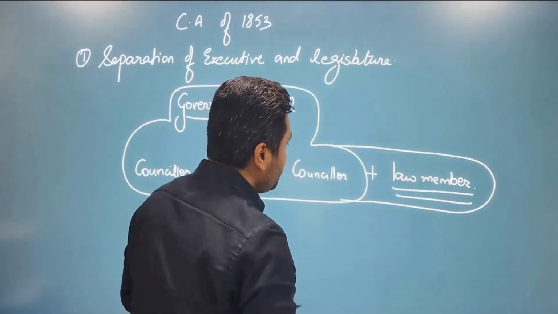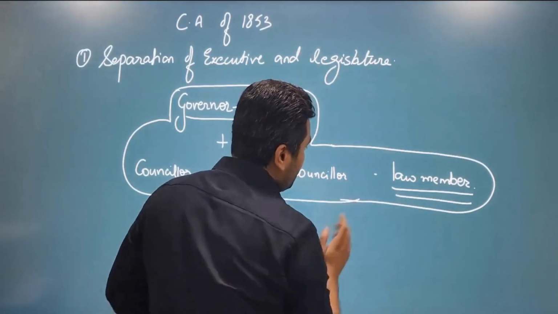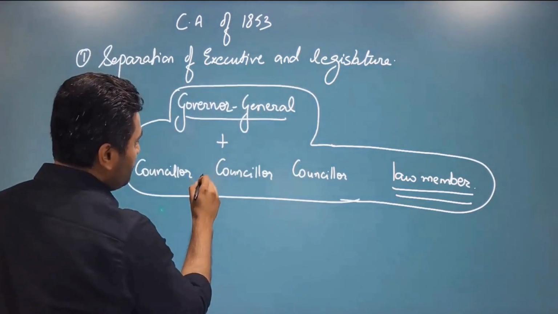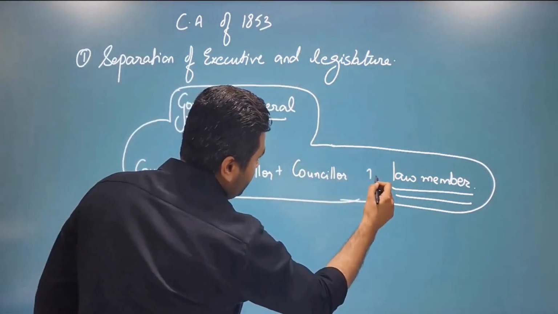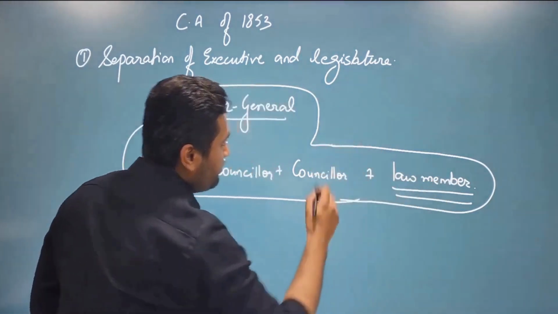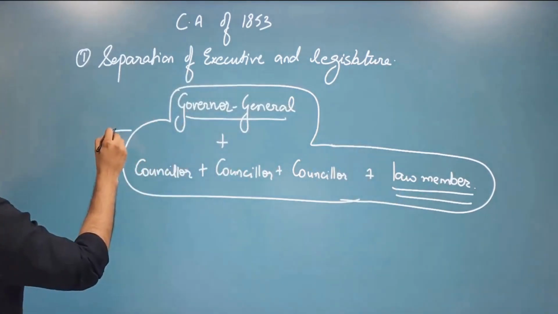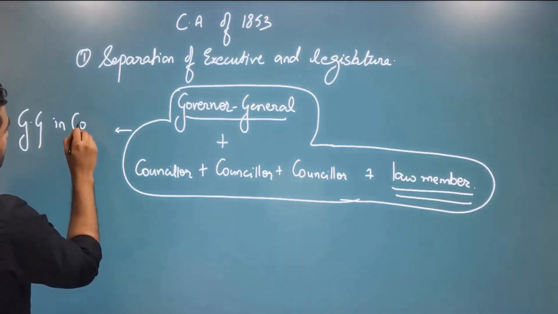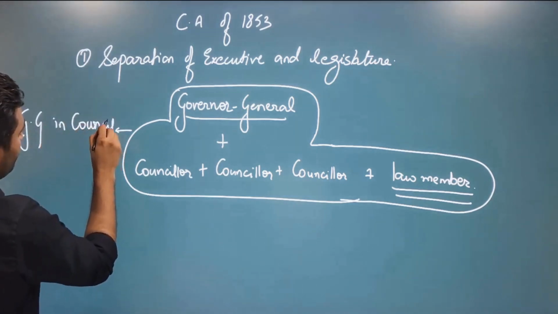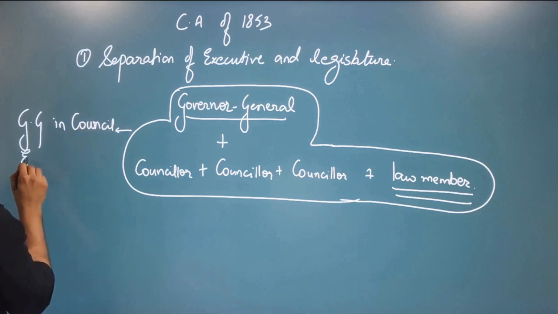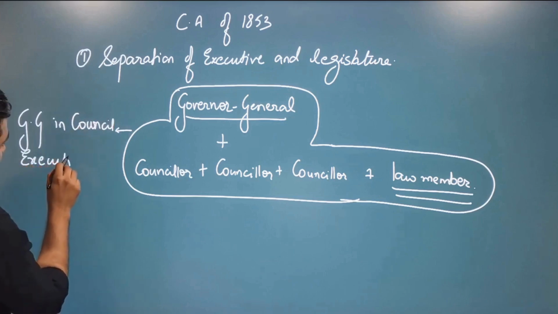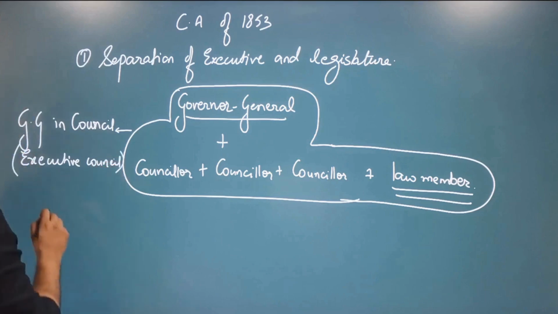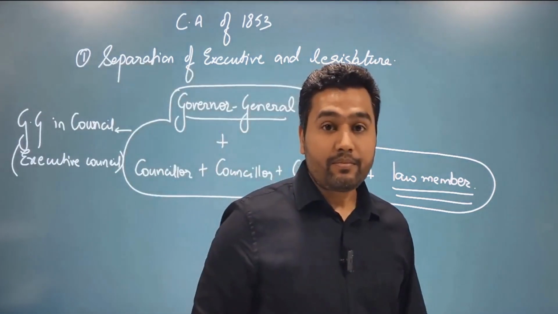So as per the Charter Act of 1853, now the Governor General and 4 members, including the law member, formed the Governor General in Council, or this is called the Executive Council. The Executive Council which executed the policies.